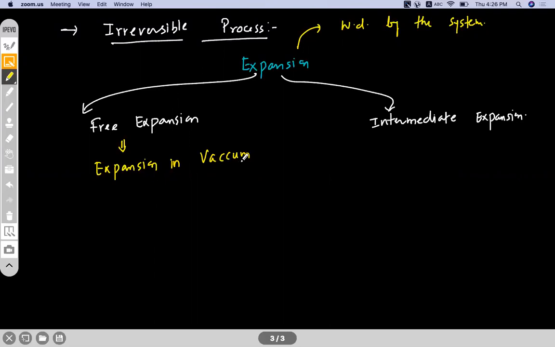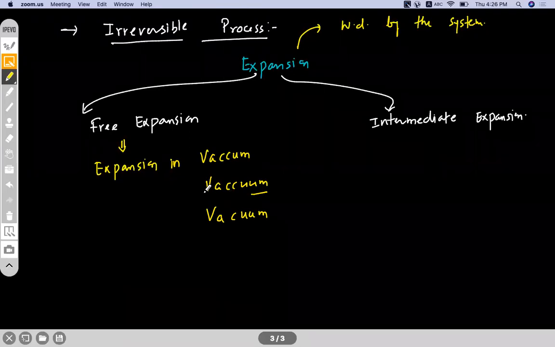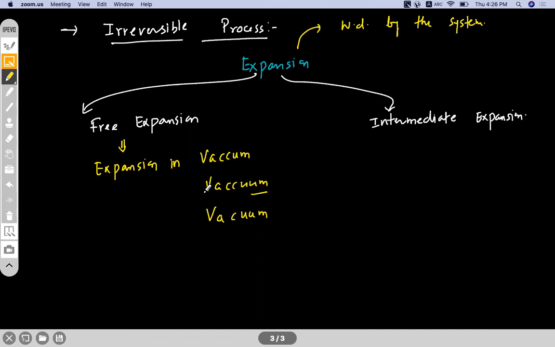Is this the correct spelling of vacuum, or double C double U M? Which one is correct? I'm getting many options here. All three we have. Madhav has googled it. Okay, V-A-C-U-U-M. This spelling is right.